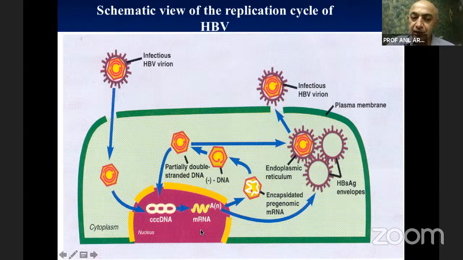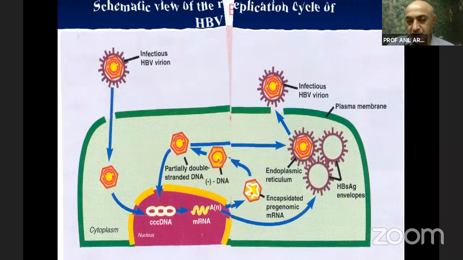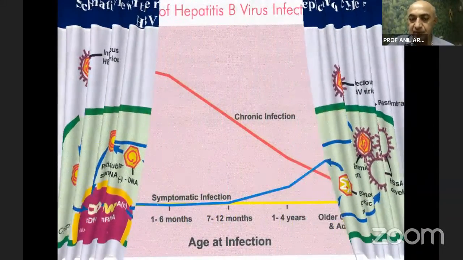Because there is an unrelenting factory which is stable and which cannot be taken care of by the immune system within the body. So that is the cccDNA, which is the culprit of the continuing presence of infection within the hepatocytes, compared to other viruses like hepatitis A, E, or hepatitis C.